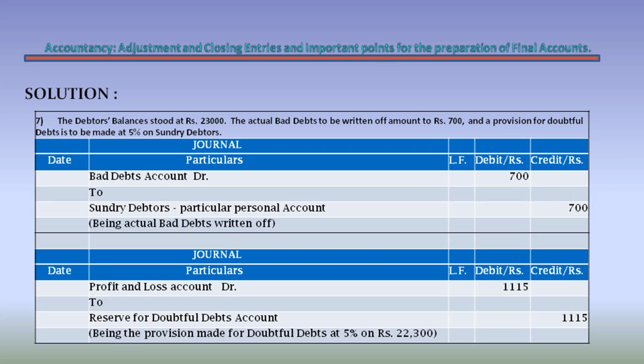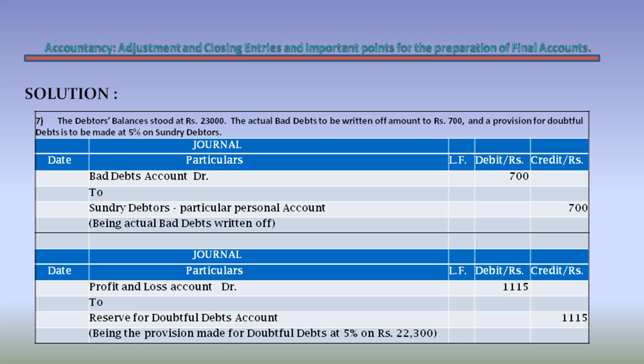Seventh adjustment. The debtors balance stood at 23,000. The actual bad debts to be written off amounting to 700, and a provision for doubtful debts to be made at 5% on sundry debtors. For this we need to book the bad debts first. Bad debts account debtor to sundry debtors, particular personal account 700 rupees, being the accrued bad debts written off.